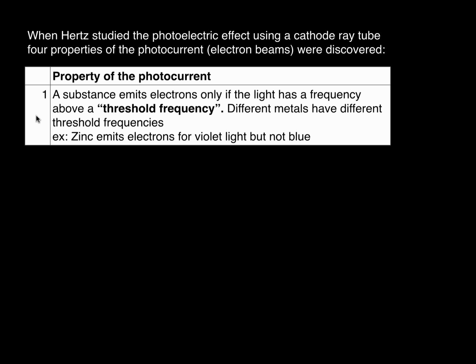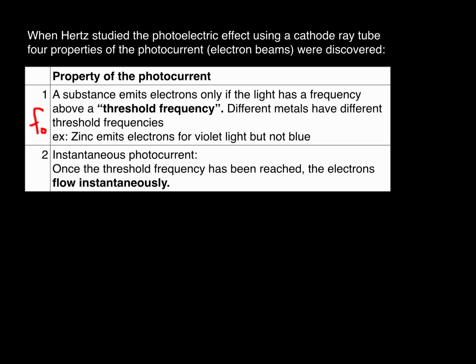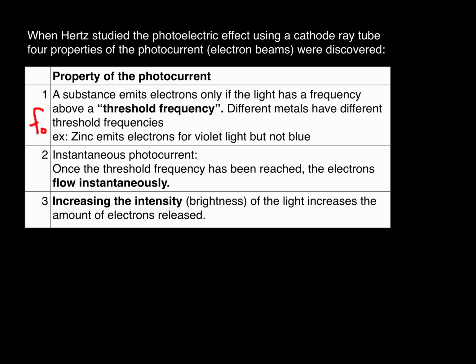The symbol we write for this is f naught, f for frequency, naught to indicate that it's the beginning, or the threshold, frequency. Different metals have different threshold frequencies. For example, zinc will emit electrons for violet light, but not for blue. Second, once the threshold frequency has been reached, the electrons flow instantaneously. They start flowing right away.